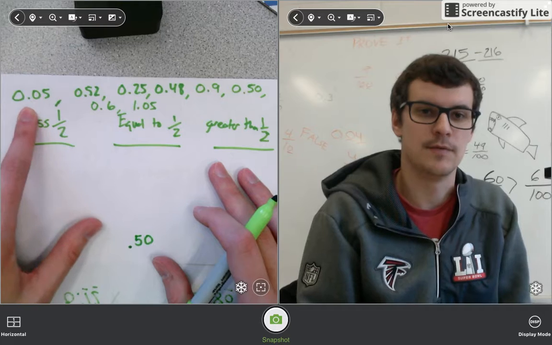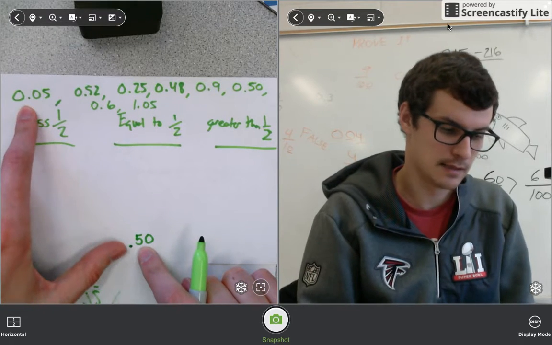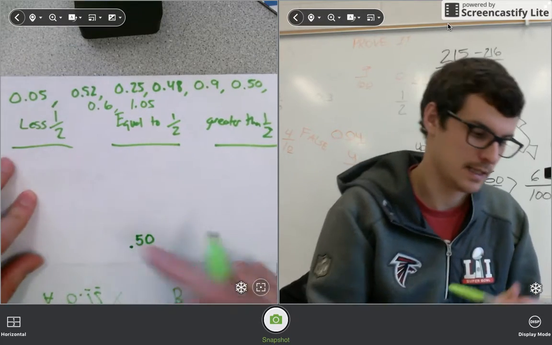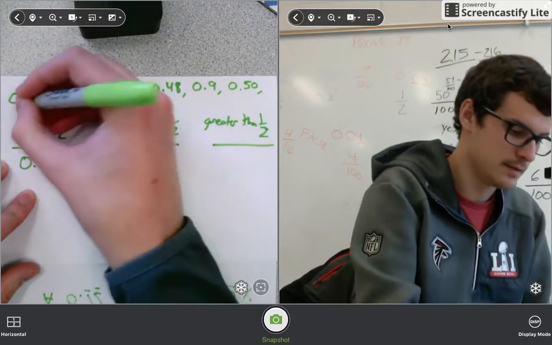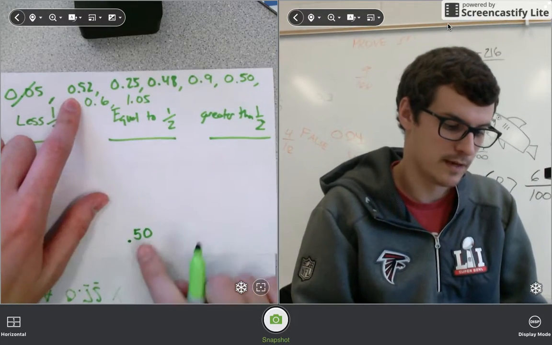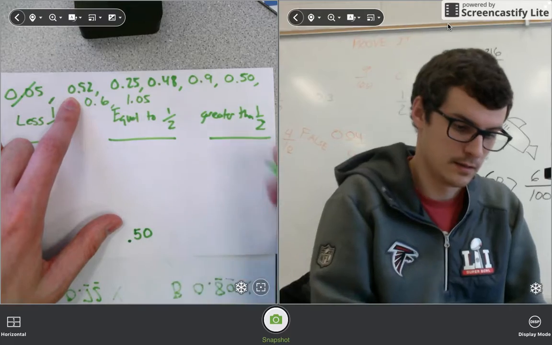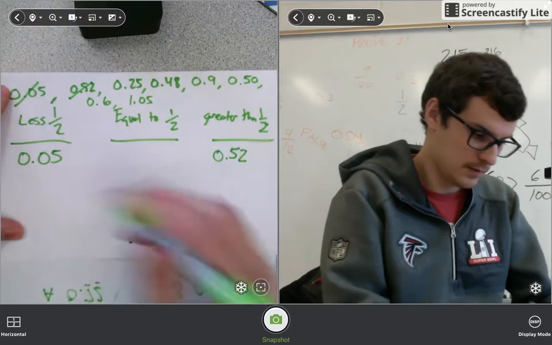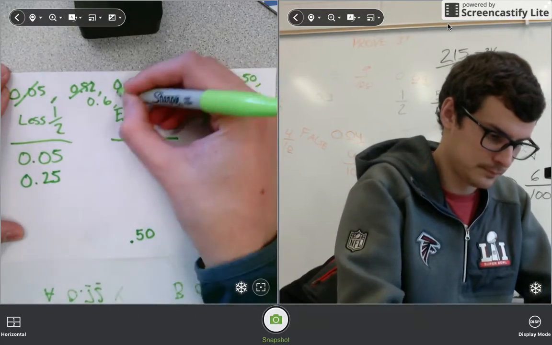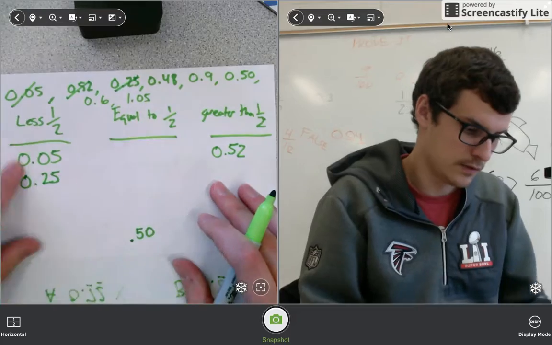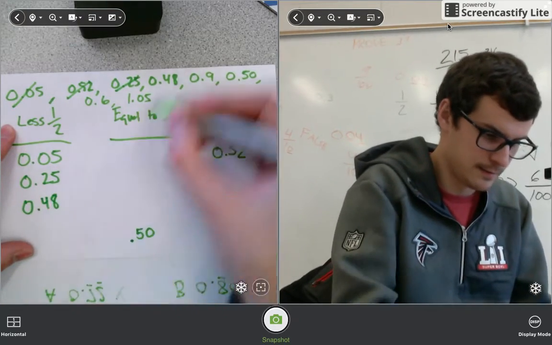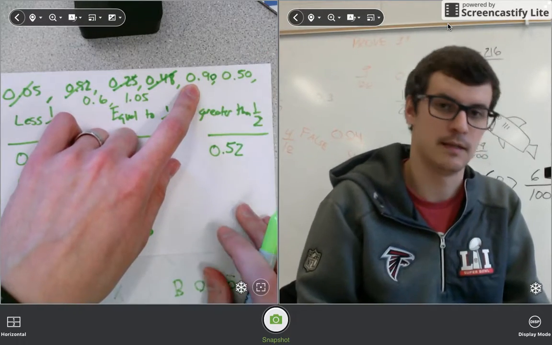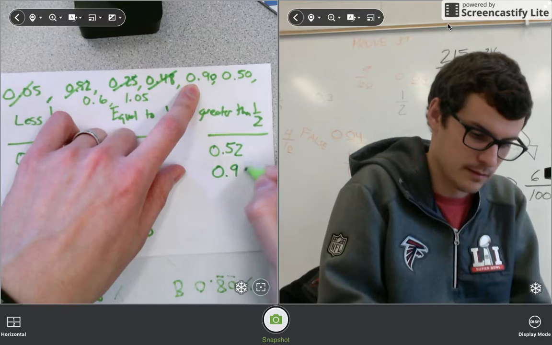So 0.05 is definitely going to be less than 1/2. Because this would be like 5 cents and this would be like 50 cents. So that's going to go in this first category, 0.05. Next up would be 0.52, which is going to be larger. 0.25, so that'd be less. 0.48 is going to be less. 0.9 would be like 90 cents. That's going to be greater.